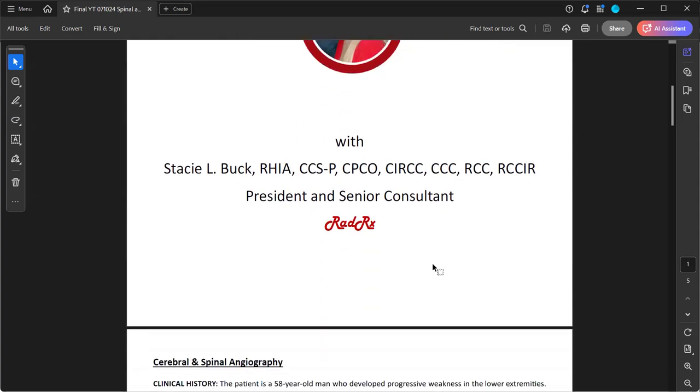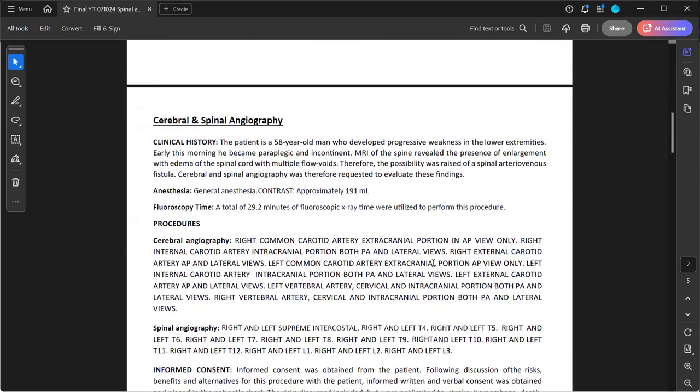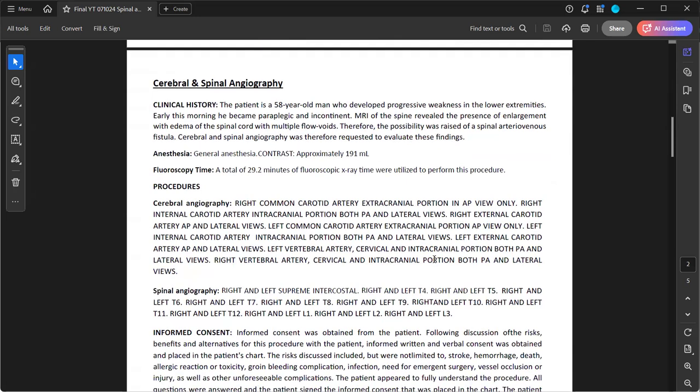So for this particular case study for this week, I chose one for cerebral and spinal angiography because I often see that coders struggle with these cases, but I really feel like sometimes there's this overthinking that occurs with them, and I don't think they're really as bad as most coders think. Obviously, there's a lot of vessels that we're coding for when it comes to spinal angiography, but really the coding is very straightforward.